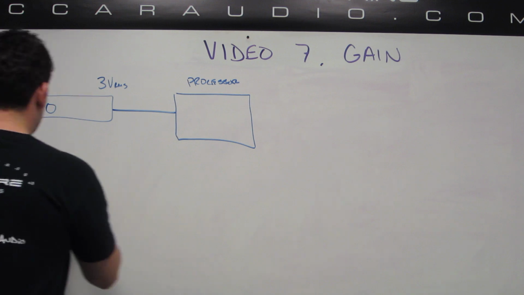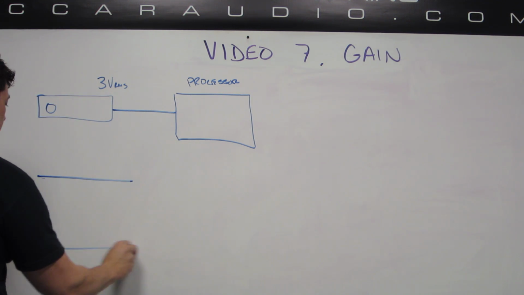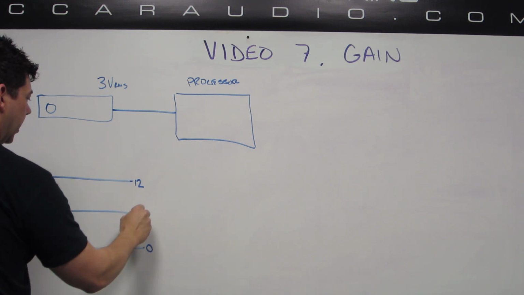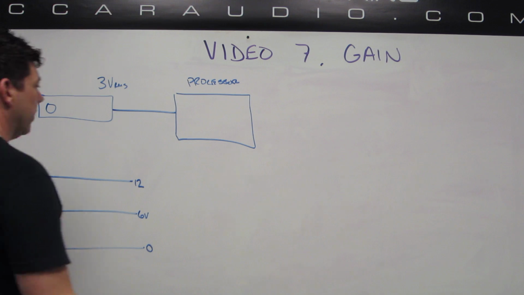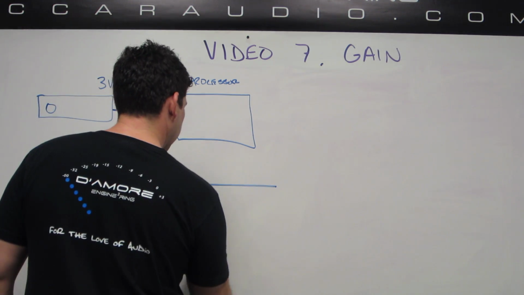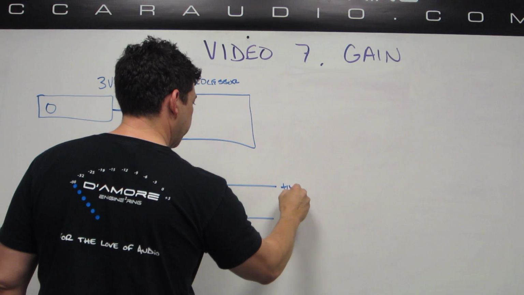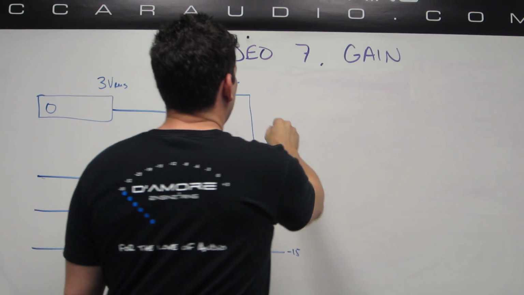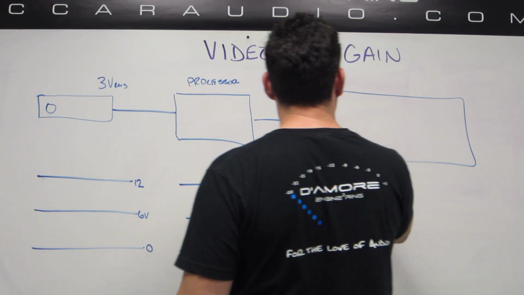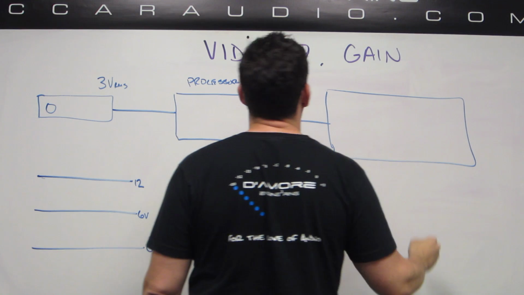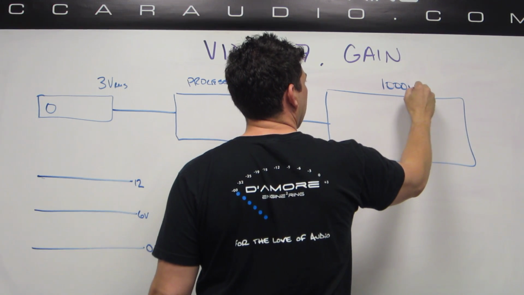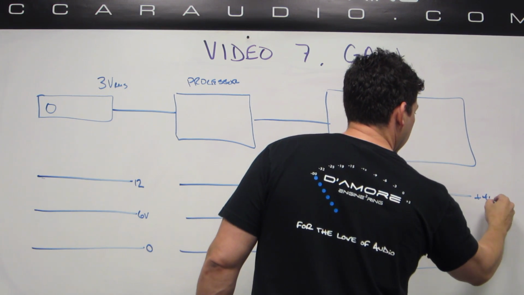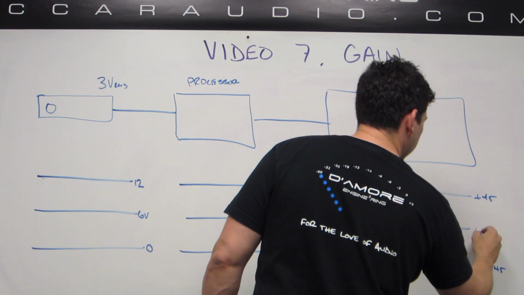So here's our head unit over here. It's got 0 and 12 volts because that's what the car's on. It's referenced to the 6 volt center. And then we have our processor over here that's on 15 volt rails. So it's got plus 15, minus 15, and ground. And then we have our amplifier over here, and let's say that this amplifier is the same one, 1,000 watts, and that one had 45 volt rails in it. Plus 45, minus 45, and ground.